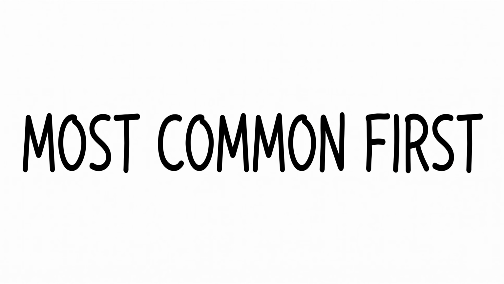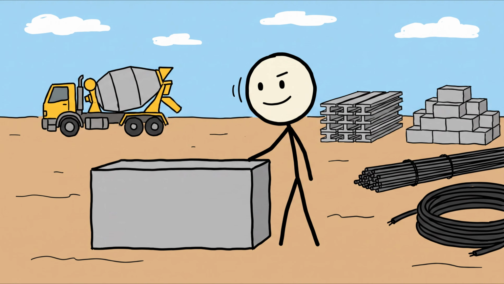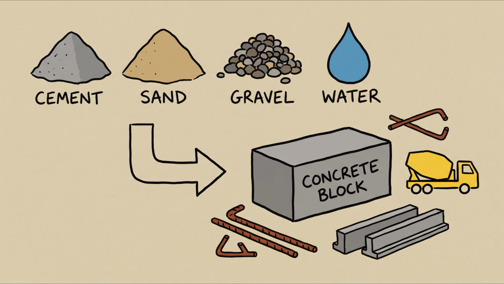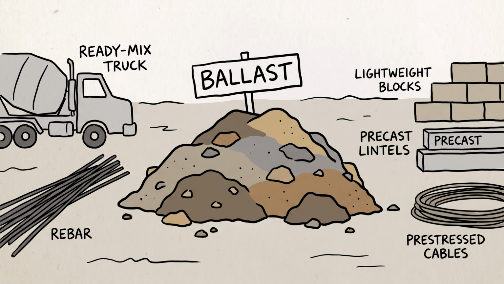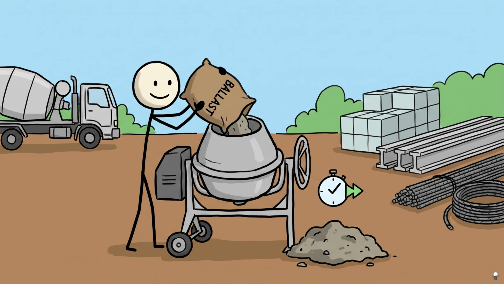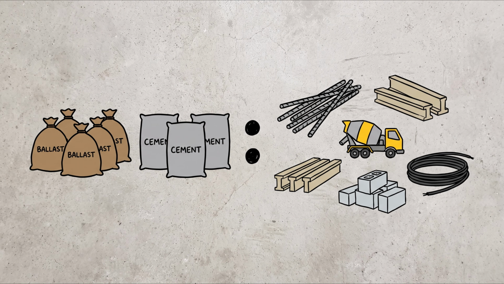Most common first. Number 1. Plain concrete, also called normal concrete or site mix. This is the one everyone knows. The basic ingredients are cement, sand, gravel, and water. In a lot of countries, including the UK, you can buy something called ballast. Ballast is just sand and gravel pre-mixed together in one bag. So instead of measuring sand and gravel separately, you just use ballast and add cement. Same thing, just quicker.